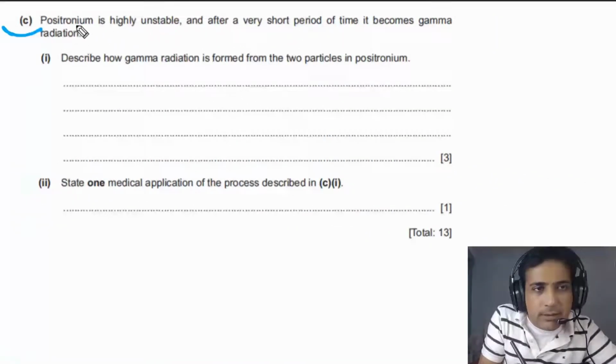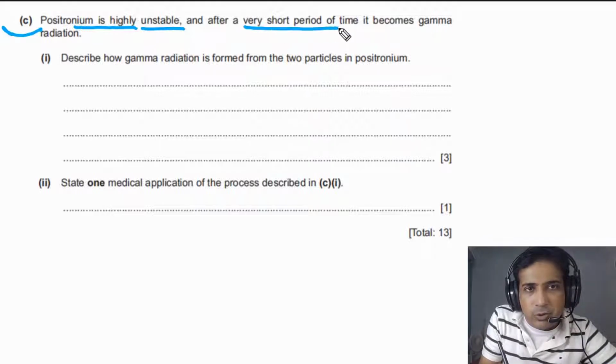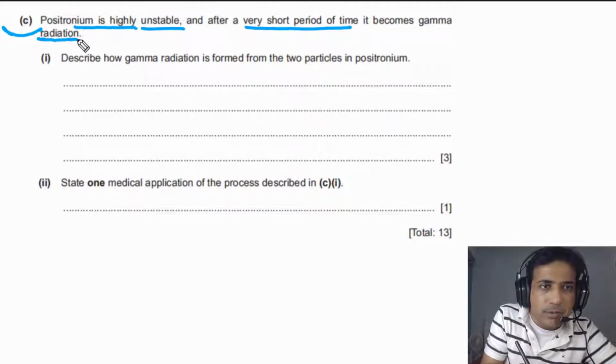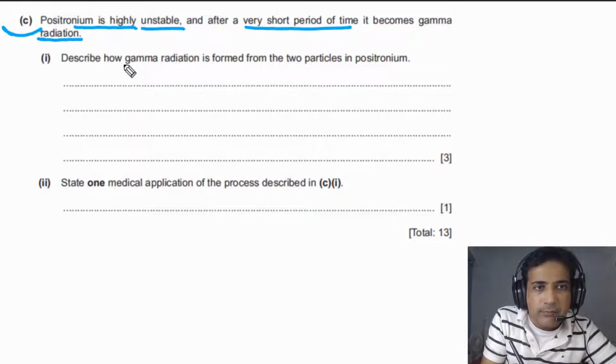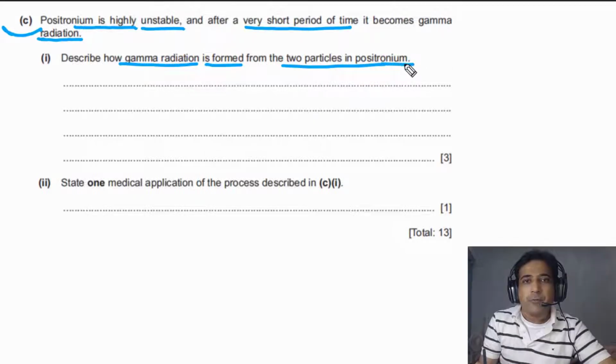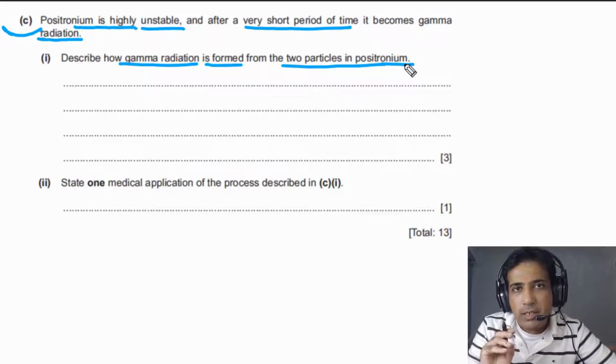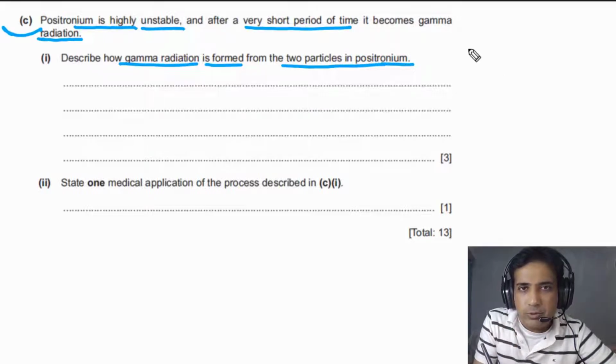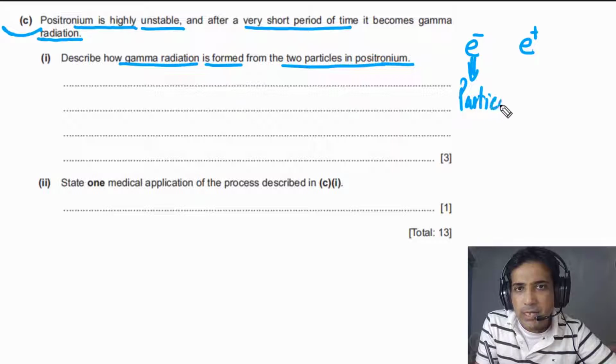For part C, it is given to us that positronium is highly unstable. After a very short period of time, it becomes gamma radiation. For part C1, we need to describe how gamma radiation is formed from the 2 particles in positronium. First thing we need to understand, we are talking about an electron and a positron. So this is the electron and this one is the positron. Electron is a particle and positron is an antiparticle, the antiparticle of the electron.